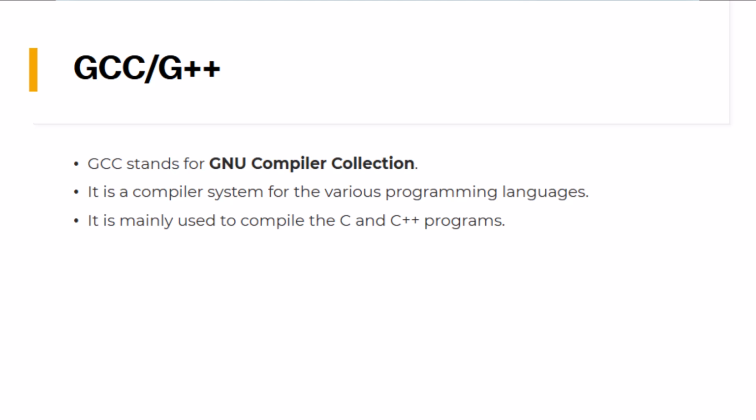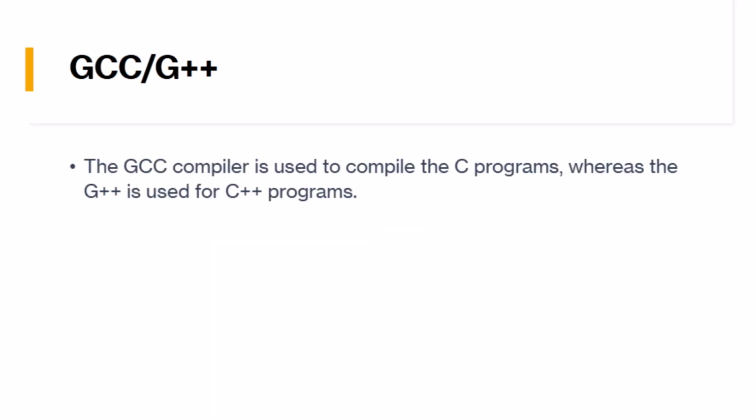So GCC stands for the GNU Compiler Collection. The GCC, or the GNU Compiler Collection, is a compiler system for various programming languages, and it is mainly used to compile C and C++ programs. So the GCC compiler is used to compile C programs, whereas G++ is used for C++ programs.